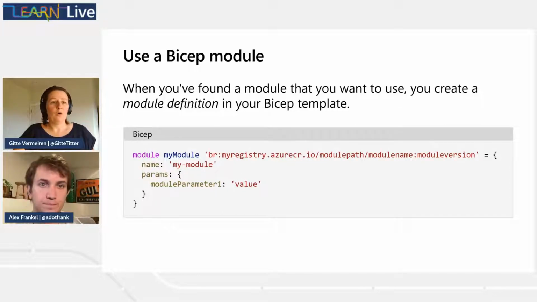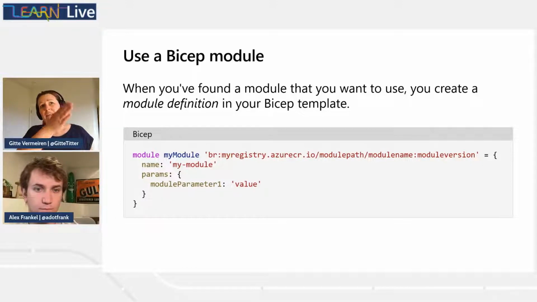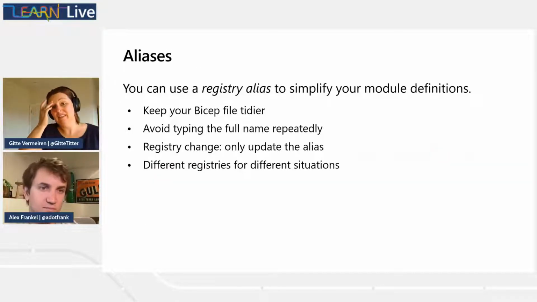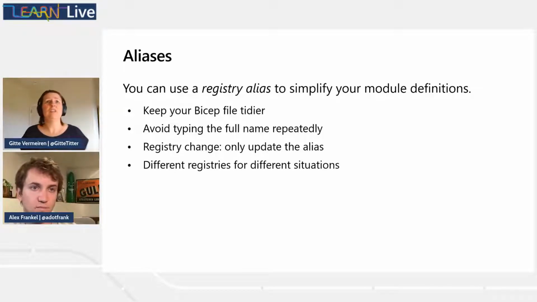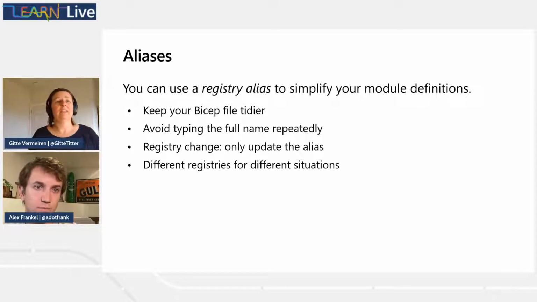Yep. Now, one thing is that indeed that path is a long thing, right? It's a whole bunch of information you need to put, but you can actually shorten that. And that's where aliases come in. An alias is a way to simplify those module definitions, to shorten that long path that you have. So it's a means of keeping your Bicep file tidier and of not having to type that name repeatedly.